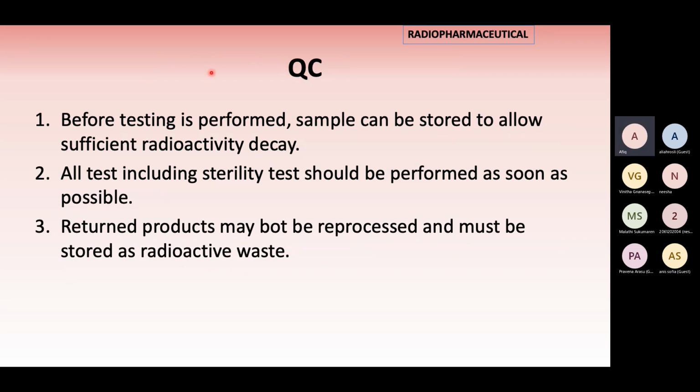The next GMP aspect is the QC, okay, quality control. So before testing is performed, samples can be stored to allow sufficient radioactivity decay. All of the tests, including sterility tests, should be performed as soon as possible. So you cannot delay. And returned products may not be reprocessed and must be stored as radioactive waste.